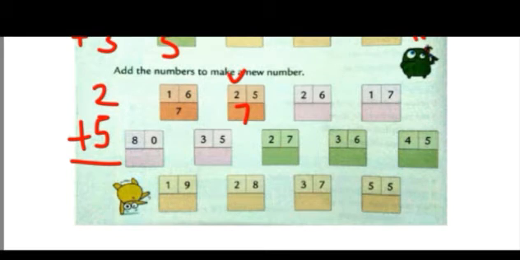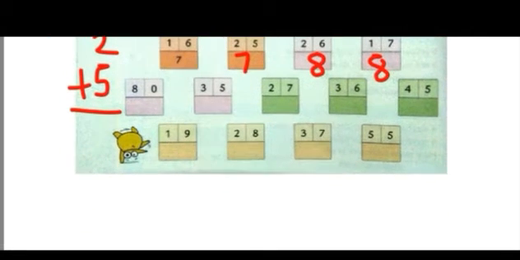In the first box, 2 is there. And in the second box, 6. So you need to count 2 plus 6. How much? Yes, 2 plus 6 is 8. Okay, next is 1 and 7. So again, 1 plus 7, you need to count it. 1 plus 7 is 8. Okay. Moving on to the next one.